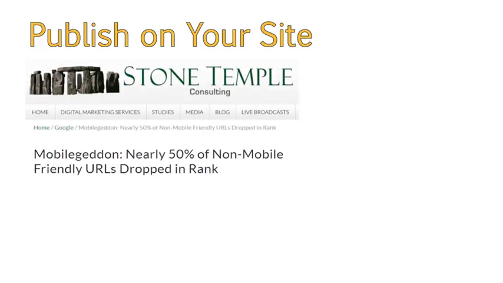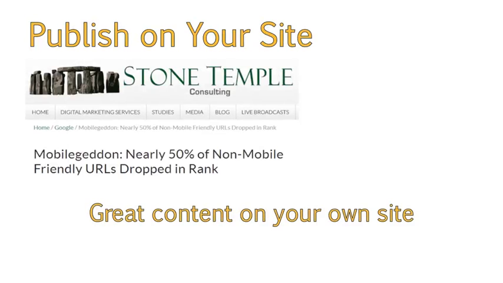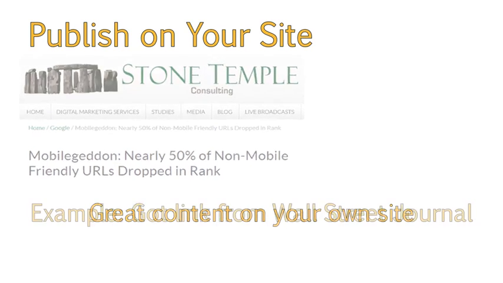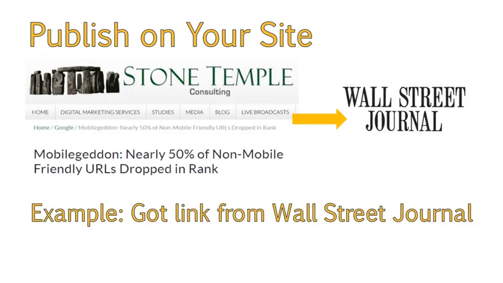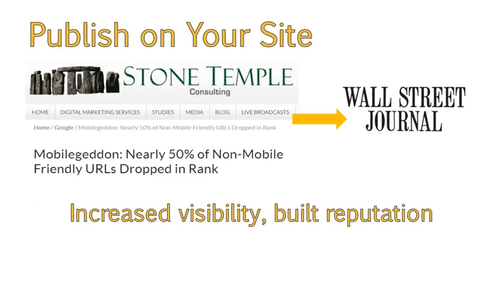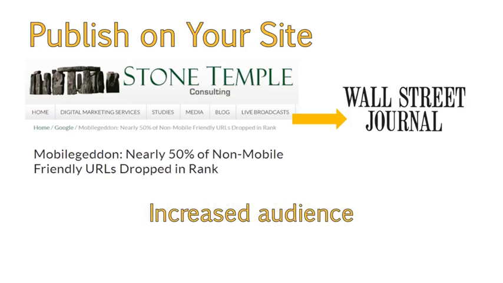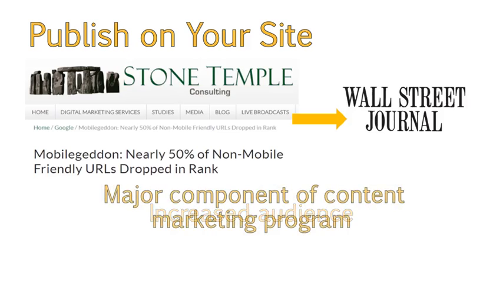So, first of all, there's this notion of publishing great content on your site. Here's an example of an article that I published on stonetemple.com that actually got a link and a detailed write-up from the Wall Street Journal. And it was really great because that gave us really good visibility, built reputation for us, helped us with our audience, and got a nice link back to the site. So this notion of publishing great content on your site is one major component of a content marketing program.